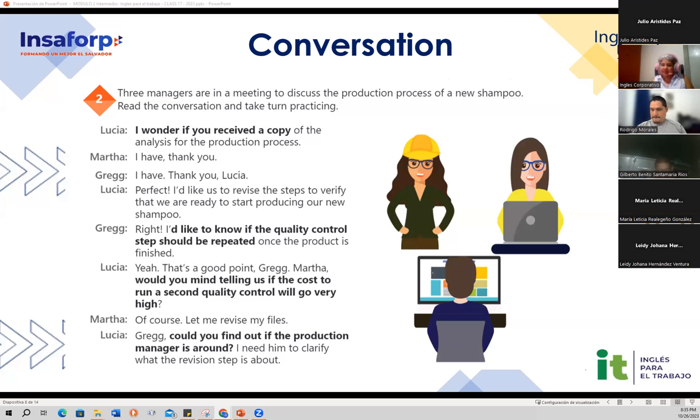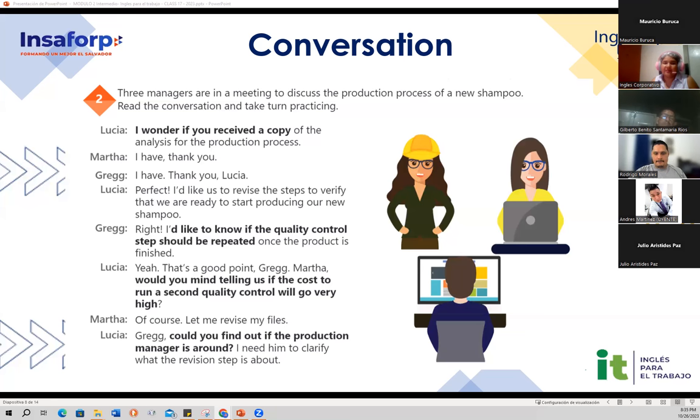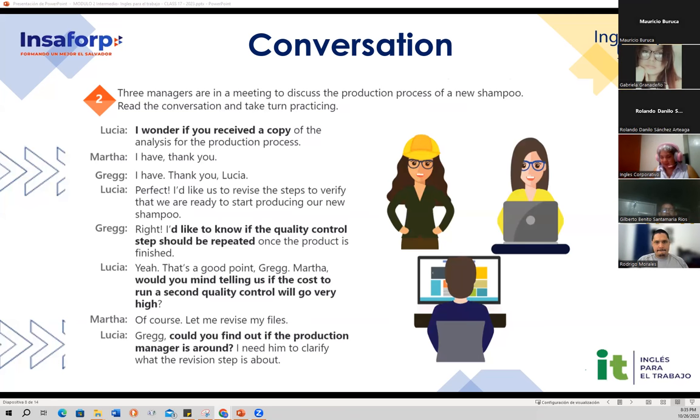Someone else who wants to participate? I have just six volunteers that participated. What about the rest? Another three volunteers? Okay, Mauricio. Thank you. Who else? Remember, three. Okay, Gabriela and Rolando. Thank you so much. Okay, so Mauricio, you will be Lucia. Gabby, you will be Martha. And Greg, Rolando.